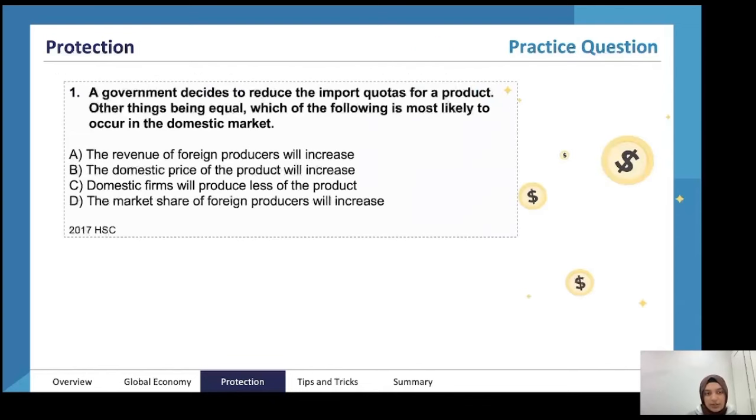So here's another practice question for you. A government decides to reduce the import quotas for a product. Remember that reducing the import quotas for a product means that they are reducing the amount that can be brought into the country, which means they're increasing protection. Other things being equal, which of the following is most likely to occur in the domestic market? Is it A, the revenue of foreign producers will increase? B, the domestic price of the product will increase? C, domestic firms will produce less of the product? Or D, the market share of foreign producers will increase? Again, I'll let you have a go at that one.